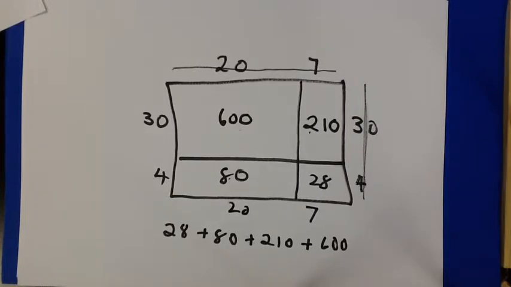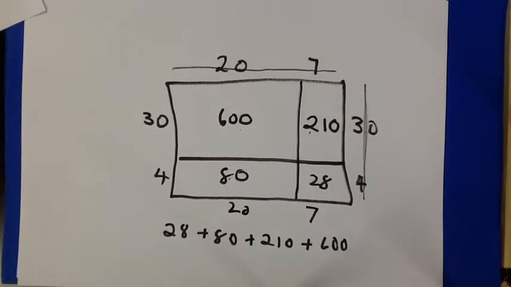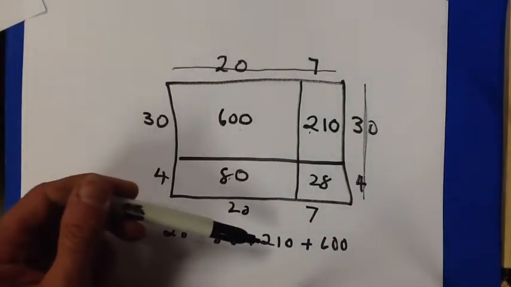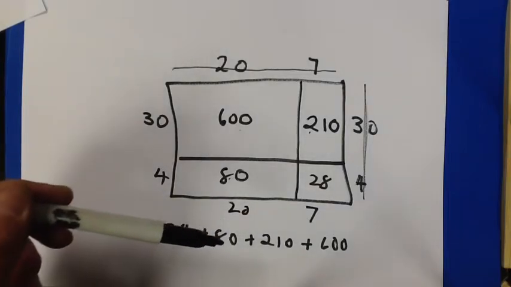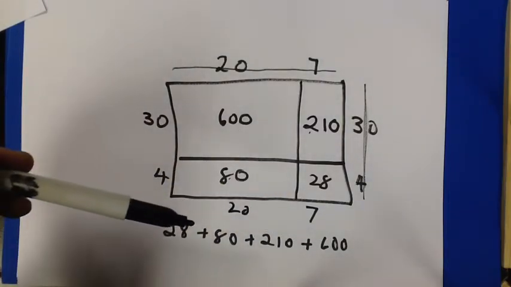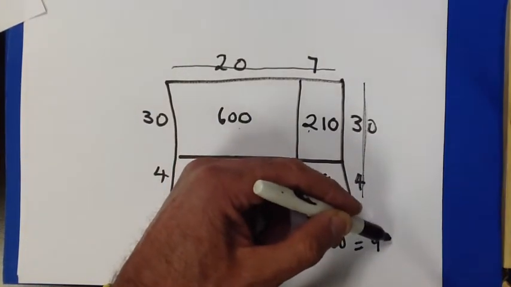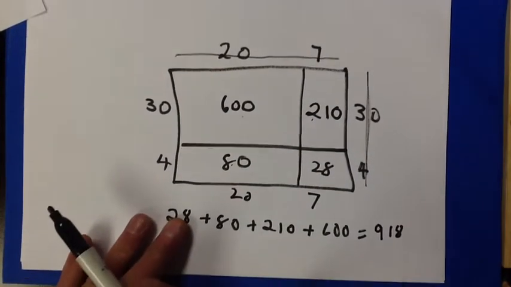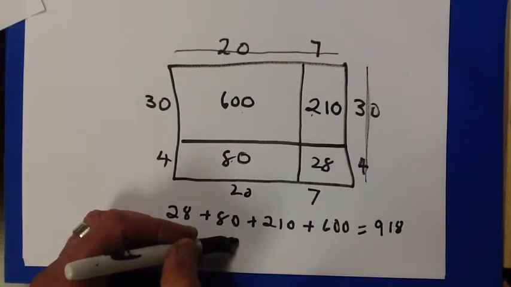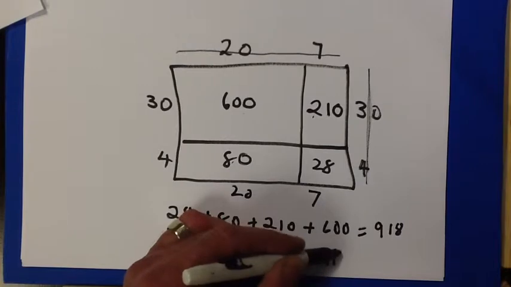So now all I have to do is add these together, and there are different strategies to doing that. Let's just think of one. At 600, 210 is 200, so it's 810, and 80, 890, 898, 908, 918. So this is equal to 918. So 27 times 34 is 918.